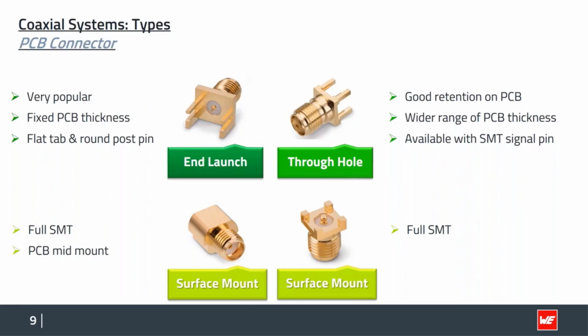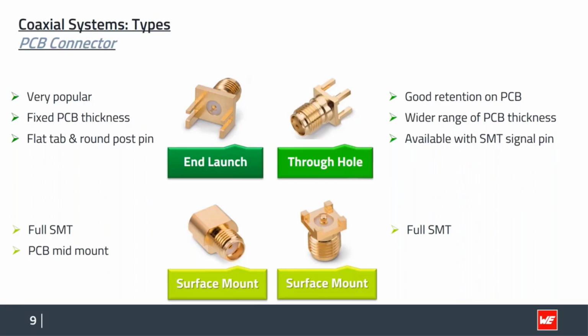flat tab or a round post. As another option, we have in nearly the same geometry the full SMT version, which is a PCB mid-mount, so it's sitting in a cutout in the PCB, and the flat tab is going on top of the PCB on the backside. So it's not limited by the PCB thickness because it's sitting inside and on top. This is a good alternative if you have PCB sizes that do not fit the end launch connectors.